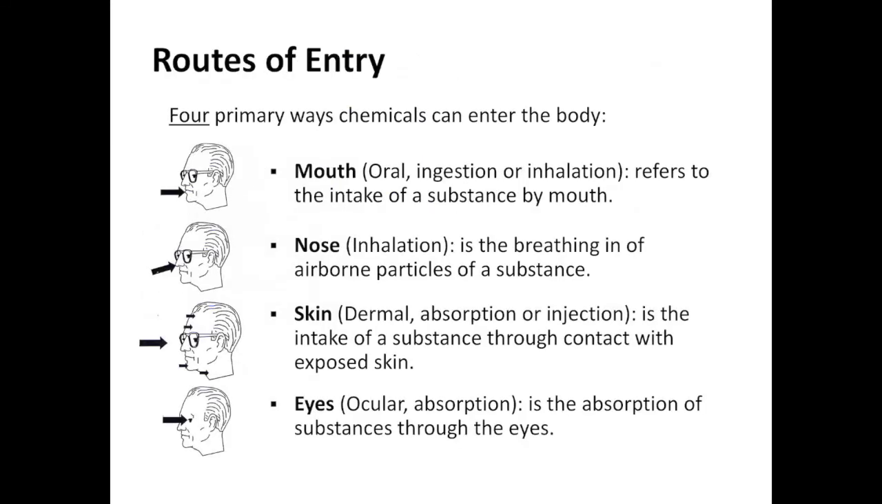You'll also see reference to routes of entry, and you'll see language like oral ingestion, oral inhalation, dermal absorption, injection, or ocular absorption. And these different things refer to chemicals entering through the mouth, the nose, the skin, or the eyes. So these are the four primary routes of entry, the four primary ways that chemicals can enter the body.